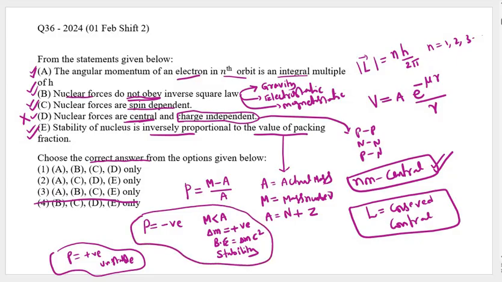So excluding the D option, all are correct. Even in the D option, if there is no word central, then that is also correct. So A, B, C, E are correct in the given situation. What is correct in D is that nuclear forces are non-central in nature. Be careful. This is one of the important concepts, the properties of the nuclear forces. Try to remember the concepts.